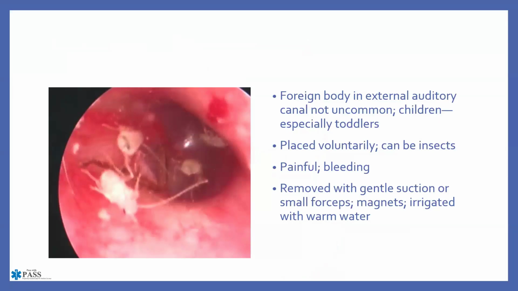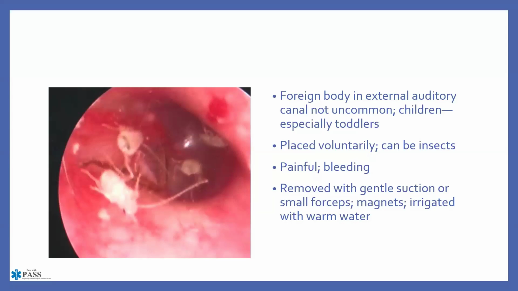Foreign body in the external auditory canal is not an uncommon thing. So this is what it would look like if you were to put a scope into someone's ear. And what you're looking at here are actually insects in the ear, and that is a very common thing, believe it or not. It is not uncommon at all for insects to be in there. Insects make up about 14% of things that are put into the ear as far as foreign bodies. And of the insects that are in the ear, believe this or not, about 80% are cockroaches.